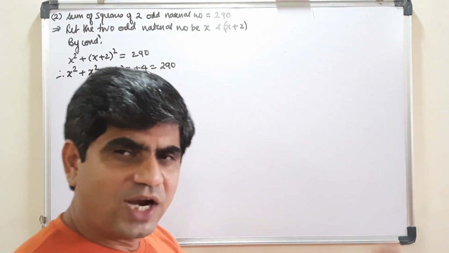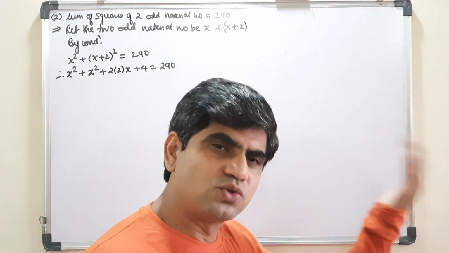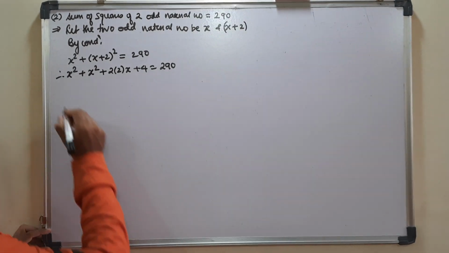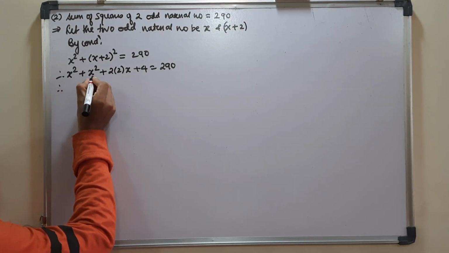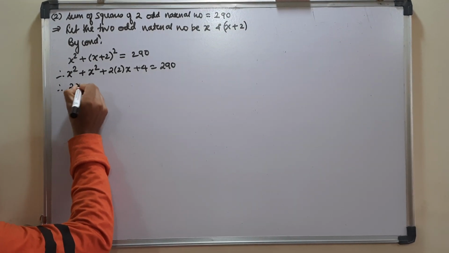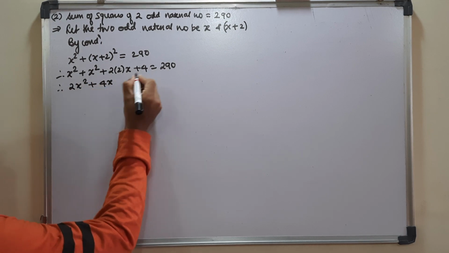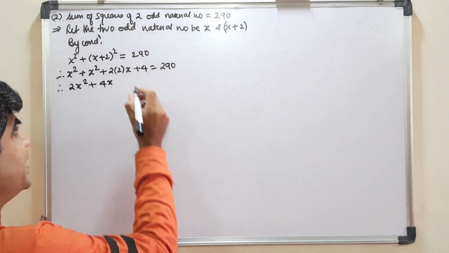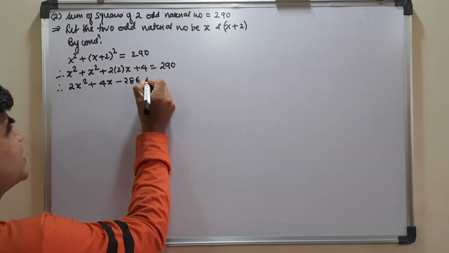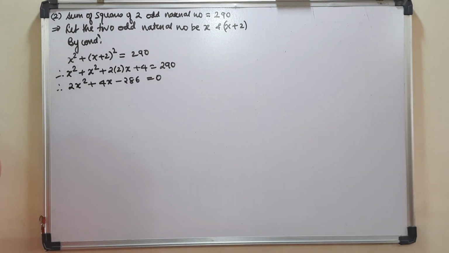Now why keep 290 on that side also? It is going to become quadratic, so bring it to this side too. What do you get here? x square plus x square, that is 2x square, plus 2 into 2 into x, 4x, plus 4 minus 290 is minus 286, is equal to 0.